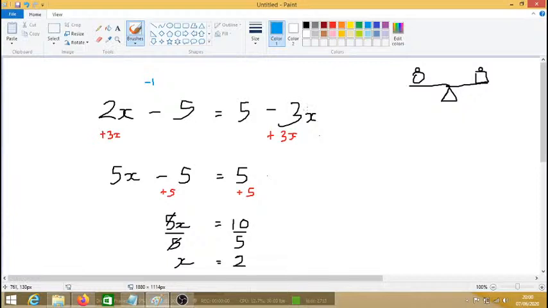And then on this side, 3x. If I know x is 2, 3x would be 6. 3 times 2 is 6. 5 take away 6 is minus 1. They both give the same answer, so I'm happy that's good.